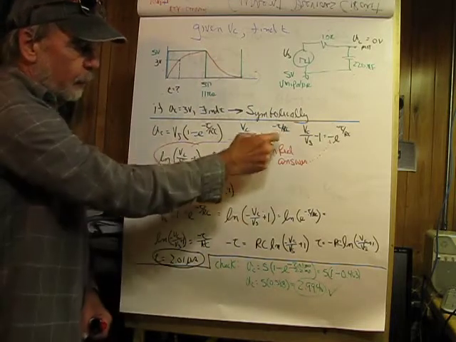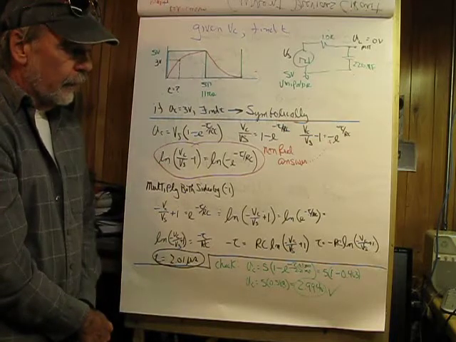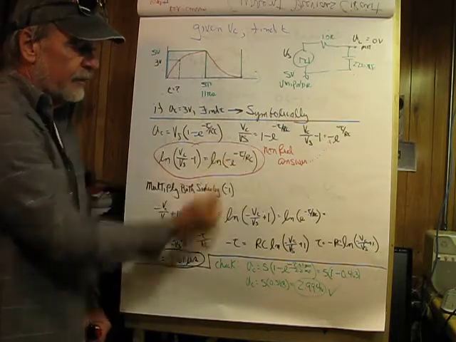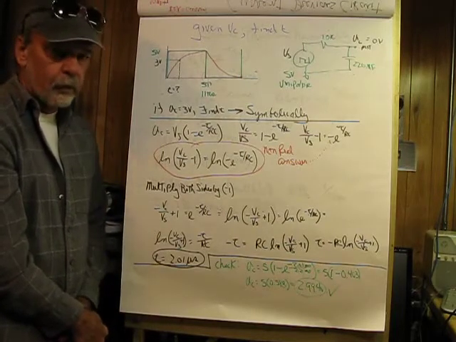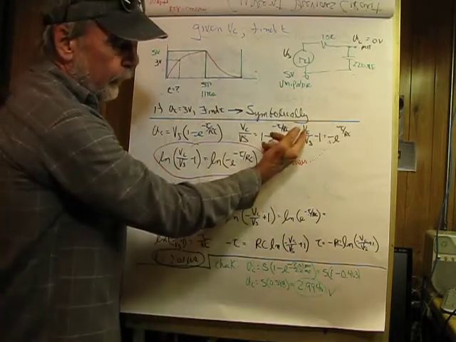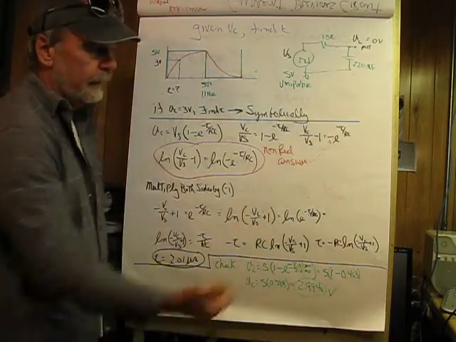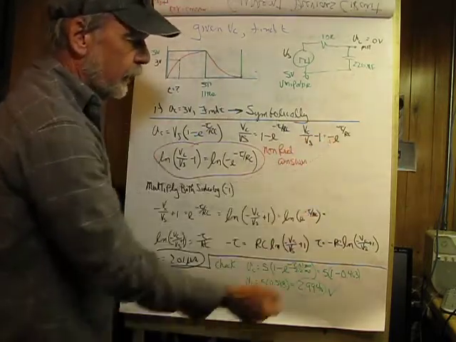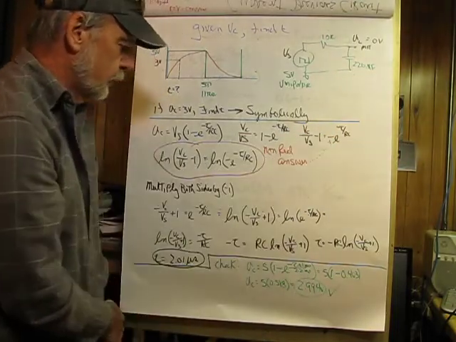So I've taken the parentheses away from this now. I no longer need them. Our next step will be to get rid of the constant 1. So I'll subtract 1 from both sides, giving the capacitor voltage divided by the source voltage, minus 1, equals negative e raised to the negative t over RC.